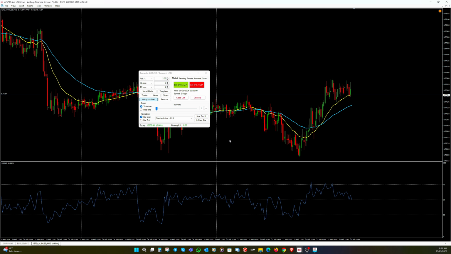And the reason for this is when we have a pullback to the EMAs, it doesn't necessarily need to pull back to the extremes like the 70 or the 30. Even a pullback to the 50% line is actually okay. So that's why we're having the 3 lines on the indicator. We're actually going to add a 200 on here as well. So we've got an EMA 20, 50 and 200.